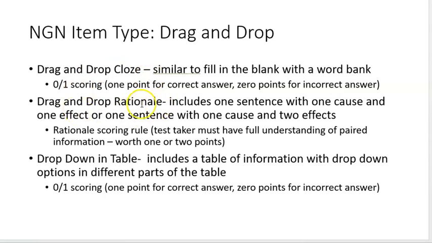The rationale are interesting questions. So they include one sentence with either one cause and one effect, or a sentence with one cause and two effects. And basically the point of it is for you to fully understand the cause and effect relationship. So they're worth either 1 or 2 points, and you have to get the answer options right. So you'd have to get the cause and the effect correct in order to get the point. Drop down in table includes table information with drop down options. Still, it's very similar to sort of a fill in the blank with a word bank. You get 0 or 1 point, 1 point for correct answers, 0 points for incorrect answers.